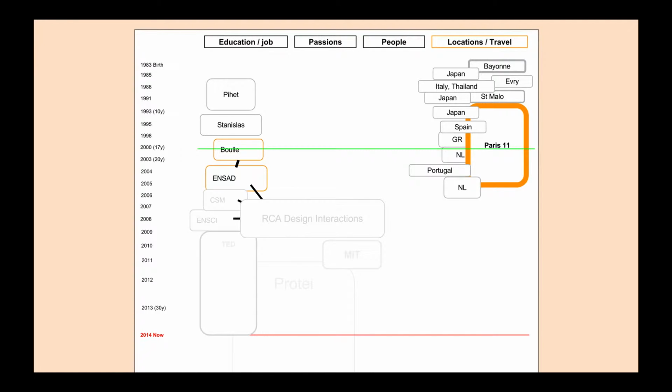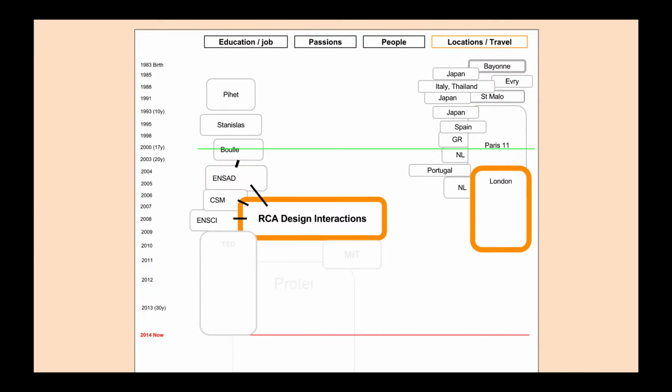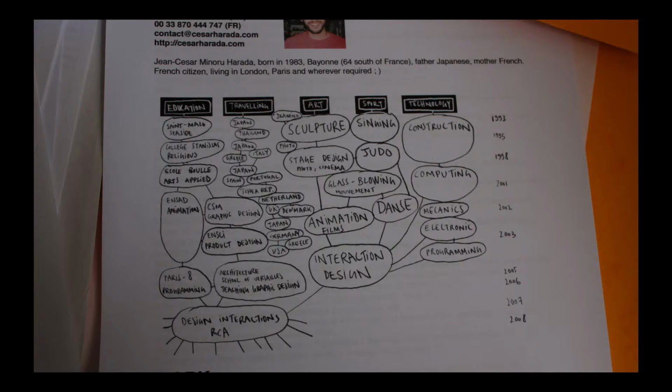When I was a student, I was very keen on traveling, so I did many trips, mostly around Europe. Then I went to get my master's degree, like I was saying before, at the RCA in London. Actually, I used this graphic method as my CV for the first time when I applied for my master's degree, and it worked.